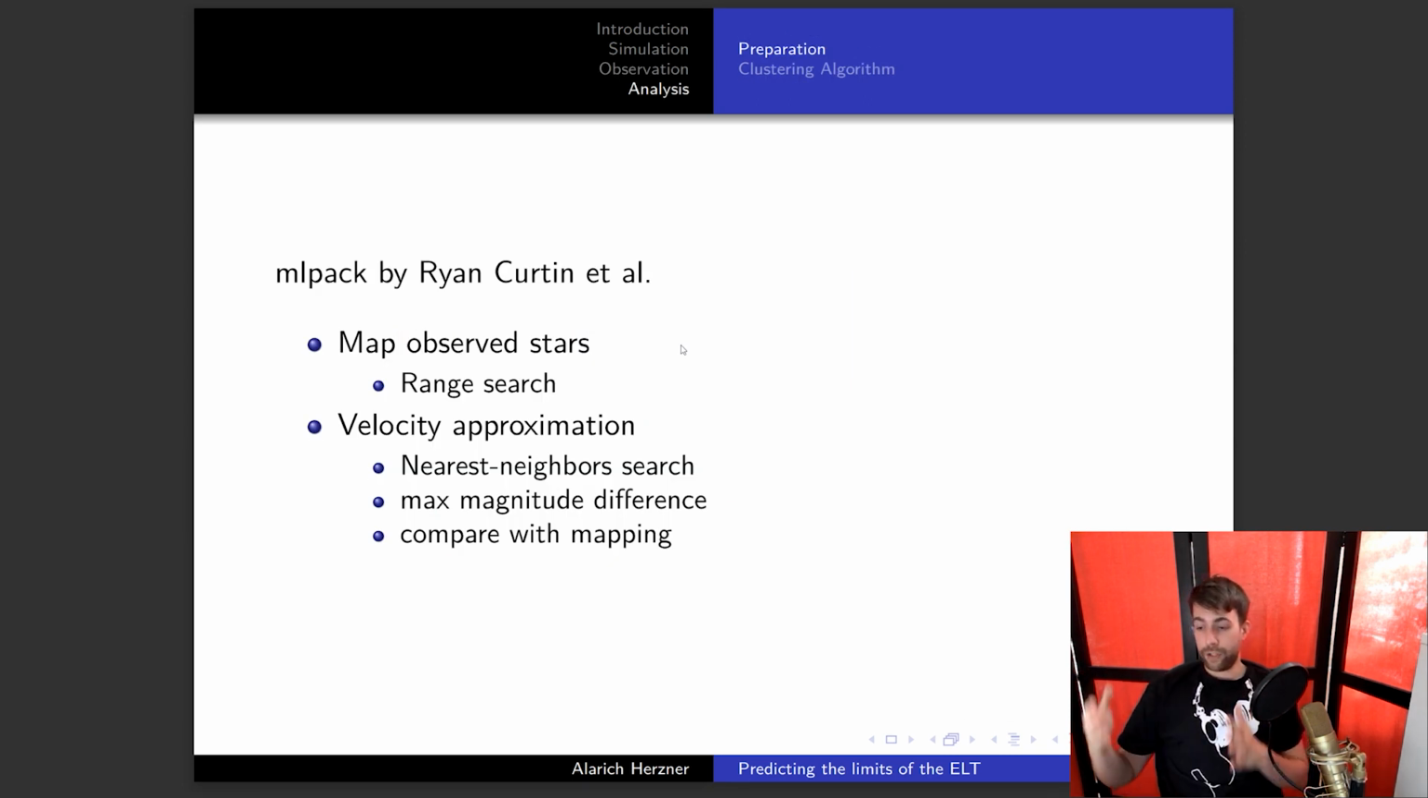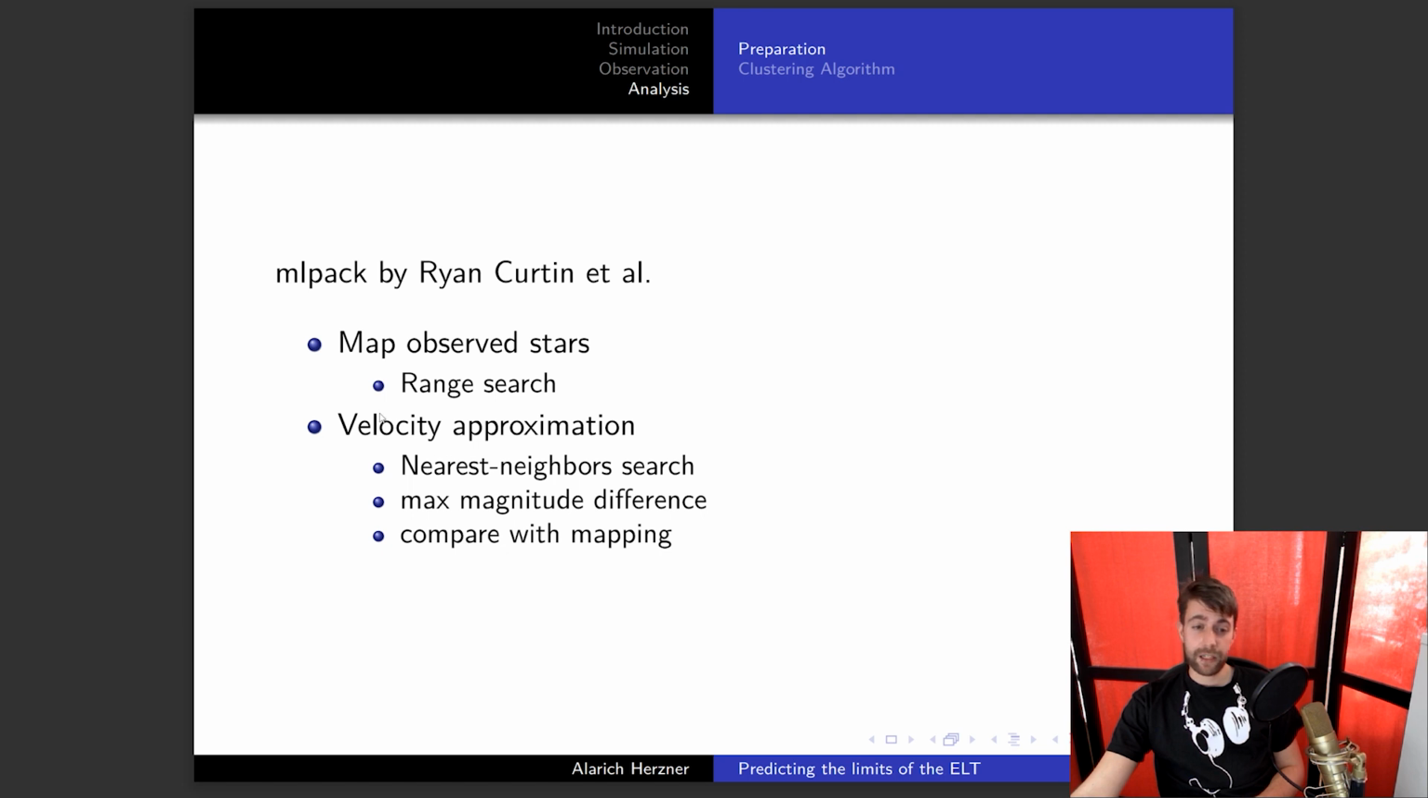So now we have extracted the stars from the images. What's next? Well, performing the clustering algorithm, of course. But some preparations again. So first of all, I mapped the observed stars, meaning for all the observed stars, I found the simulated stars which resulted in these observed stars, right? So what are the simulated stars corresponding to the observed stars?